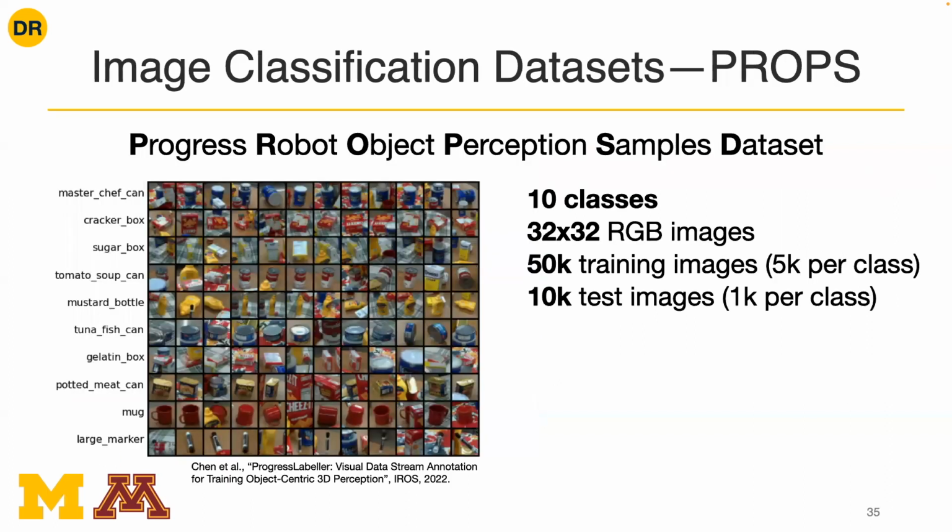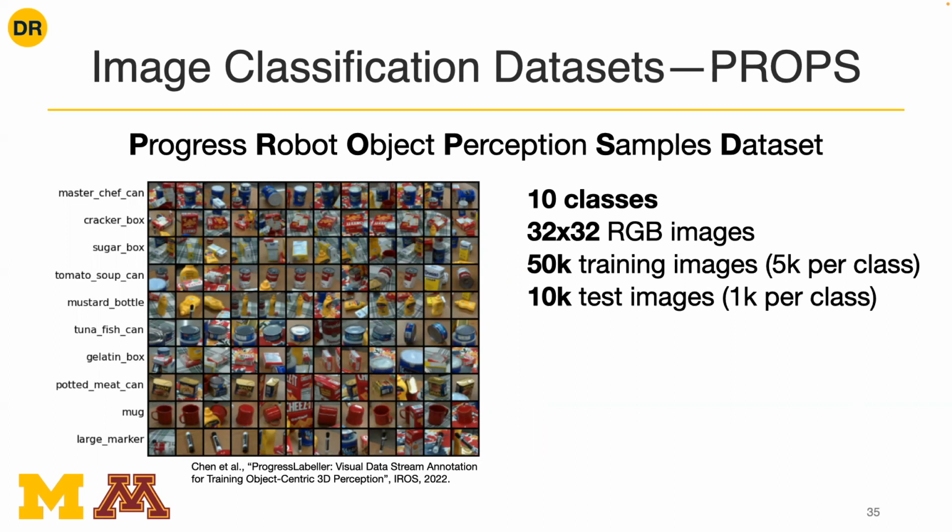And what we're going to be working with on the projects in this class is a dataset that comes from our lab. We're calling it the PROPS dataset, which stands for the Progress Robot Object Perception Samples dataset. It's going to be structured in the same way that CIFAR-10 is structured overall. So we have 10 classes that we're going to be working with. They're of typical household food items. There's a coffee can, which is the Master Chef can, a cracker box, like a Cheez-It box, a sugar box, a tomato soup can, a mustard bottle. These are things that you would expect to see in a kitchen environment of a home.